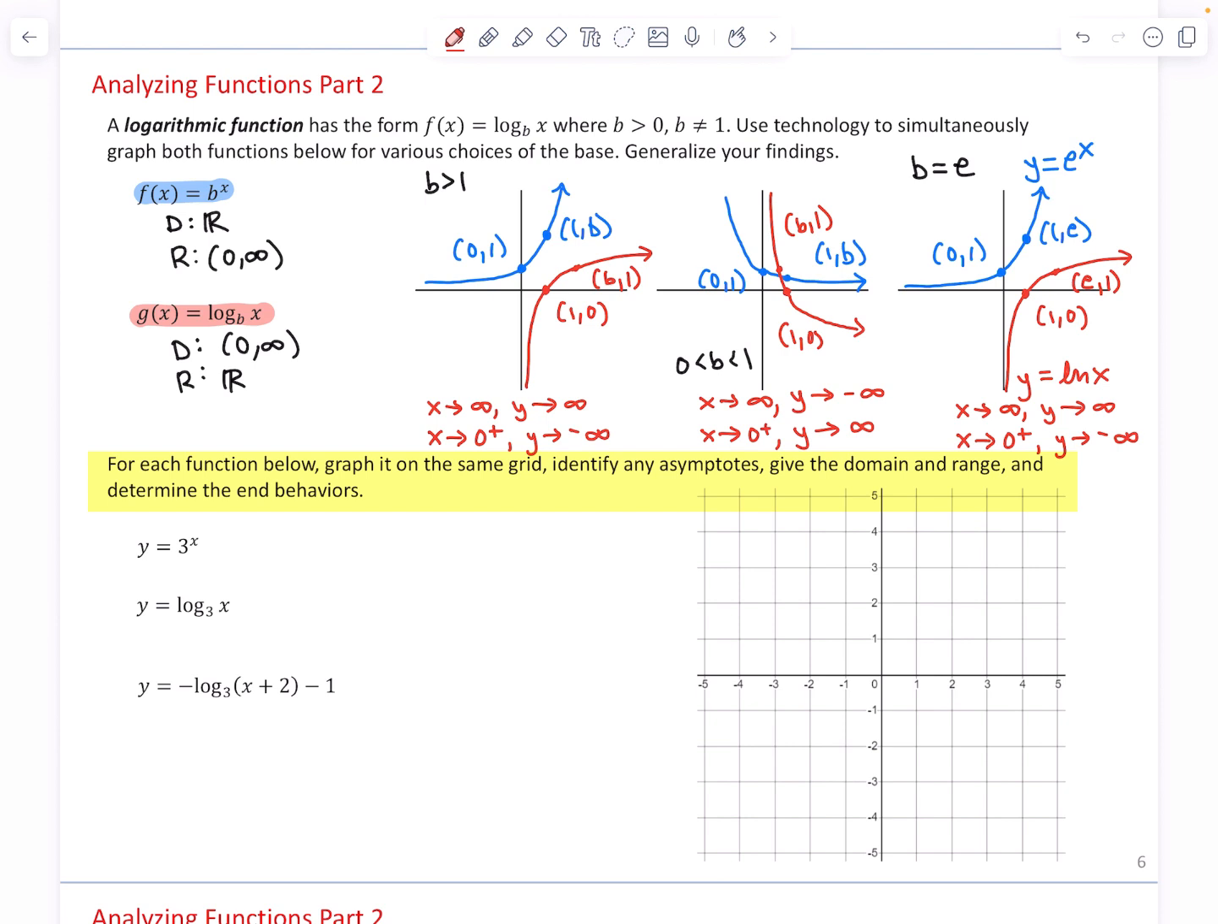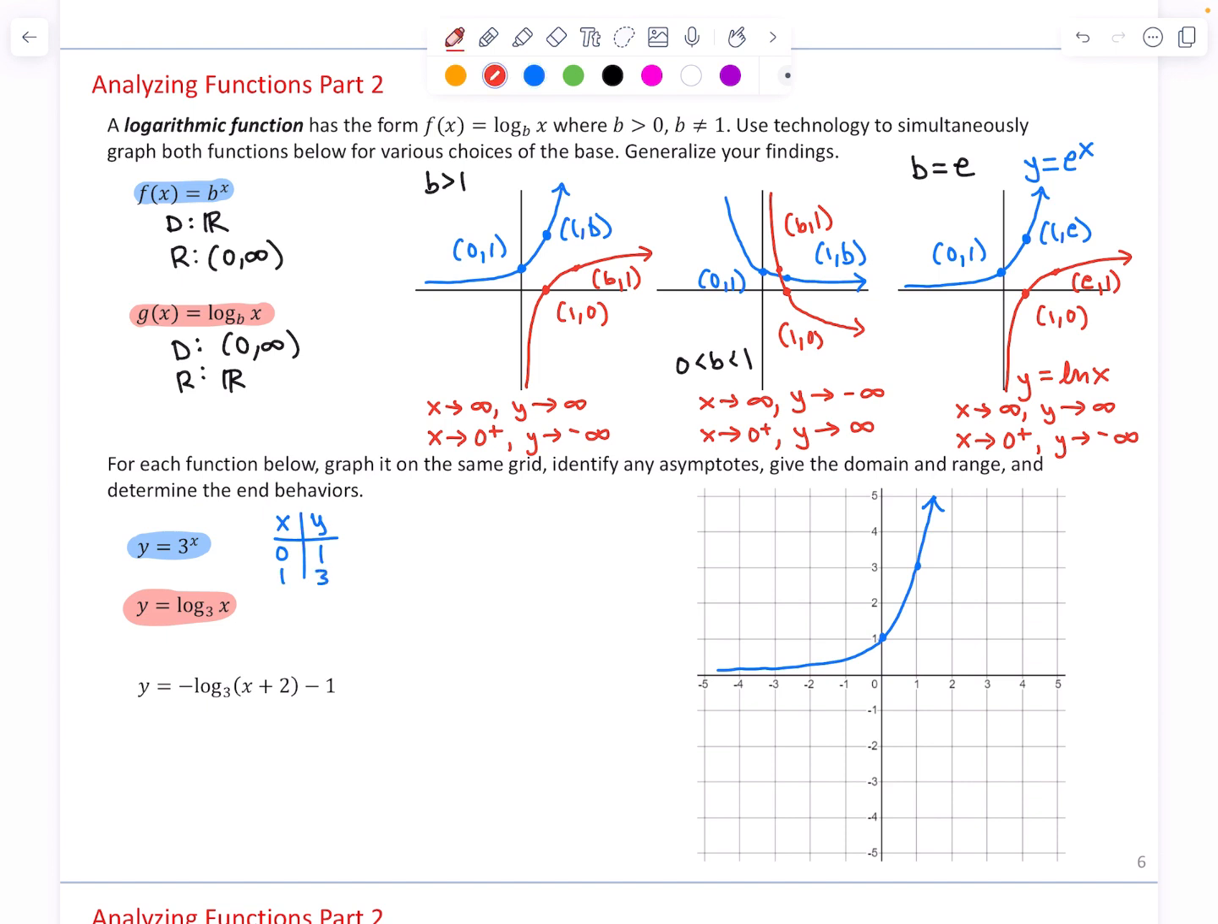For each function below, graph it on the same grid, identify any asymptotes, give the domain and range, and determine the end behaviors. Let's begin with the graph of y equals 3 to the x. This graph is a growing exponential that passes through (0, 1) and (1, 3). If I had made a table of 2 points, if you let x be 0, 3 to the 0 is 1. If you let x be 1, 3 to the 1 is 3, confirming our points (0, 1) and (1, 3).